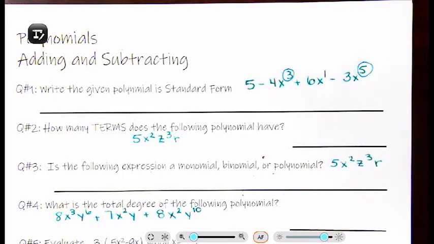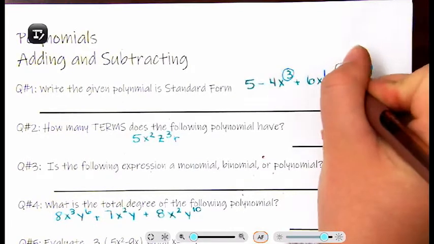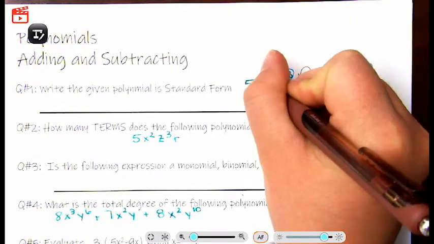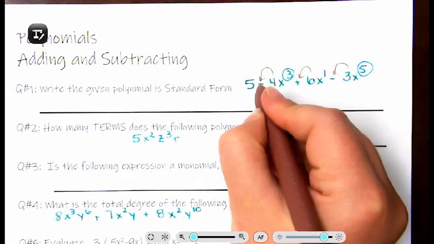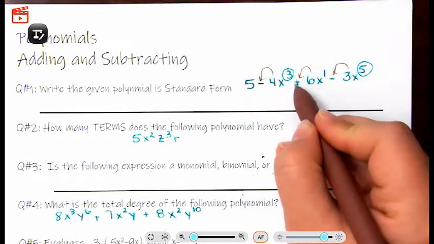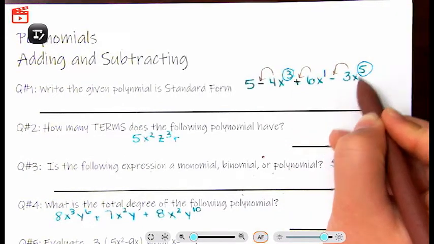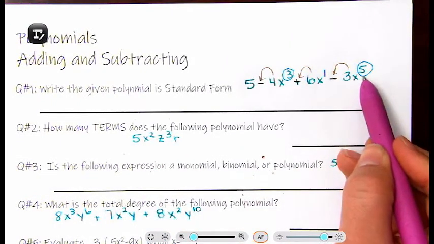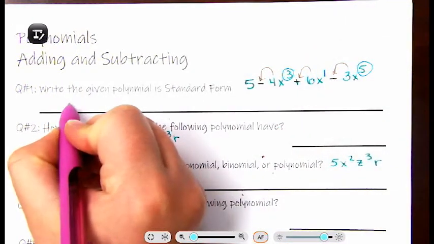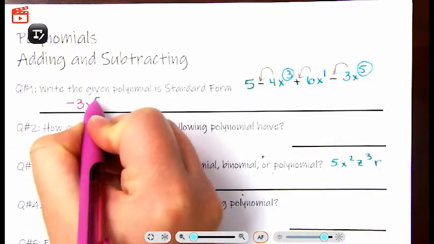So looking at the terms, make sure that you are grabbing the symbol in front of it. For example, 4x cubed is negative. 6x is positive. 3x to the 5th power is negative. Now, if you look here, let's go ahead and write our answer. So the one with the largest exponent is 5. So I have -3x to the 5th.